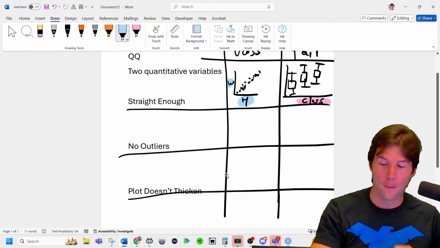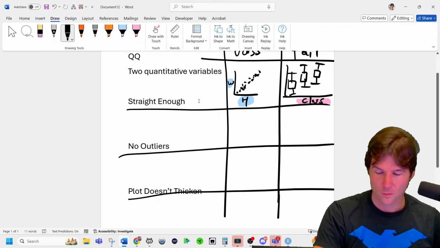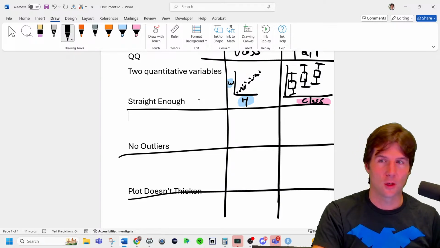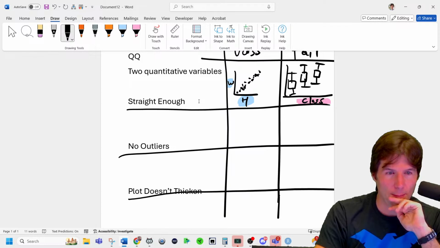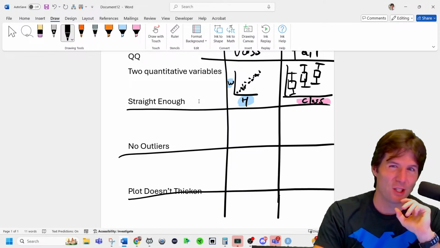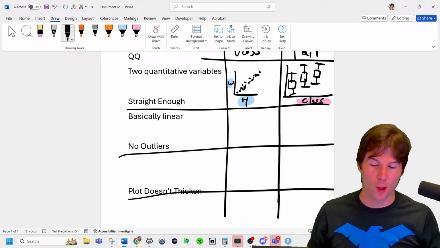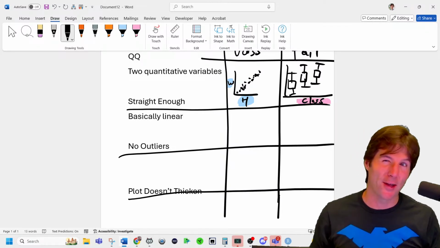Straight enough means that the data is what? It's not perfectly straight. It's the straight enough condition. The data is basically linear. It doesn't mean perfectly linear. It doesn't mean it perfectly follows a line. It kind of follows a line.